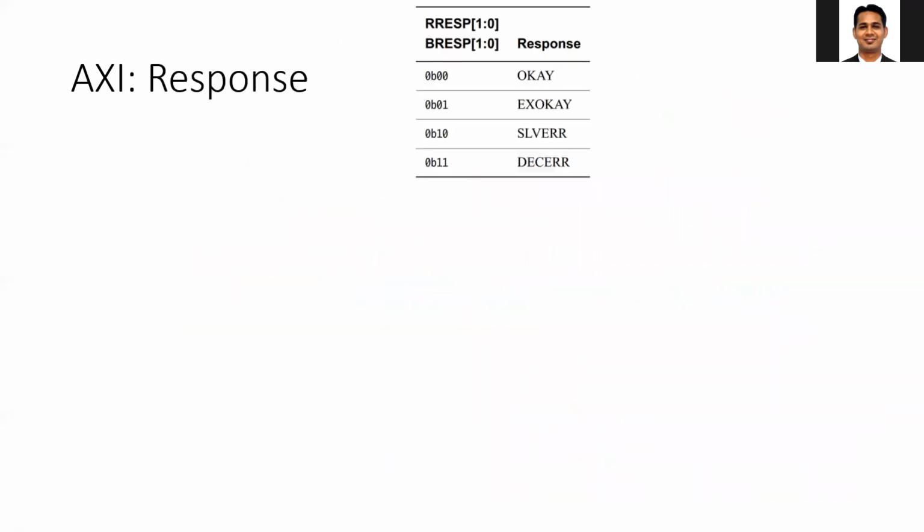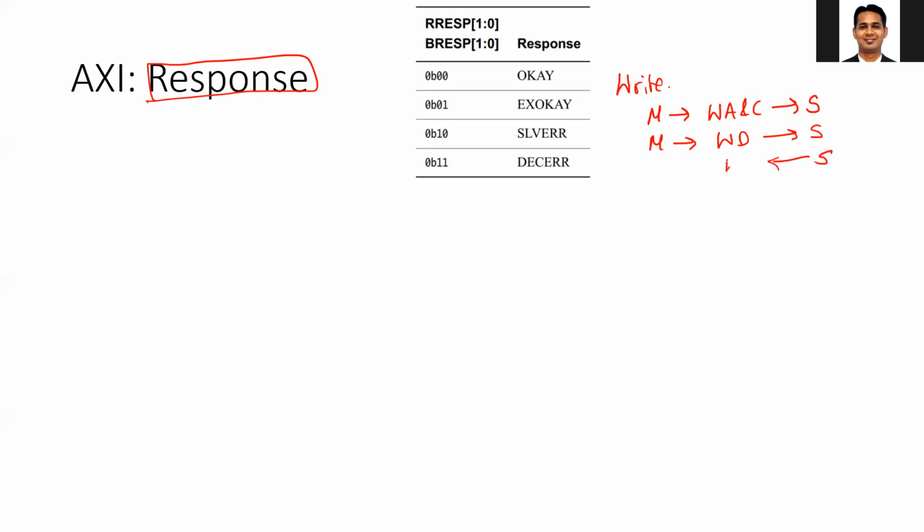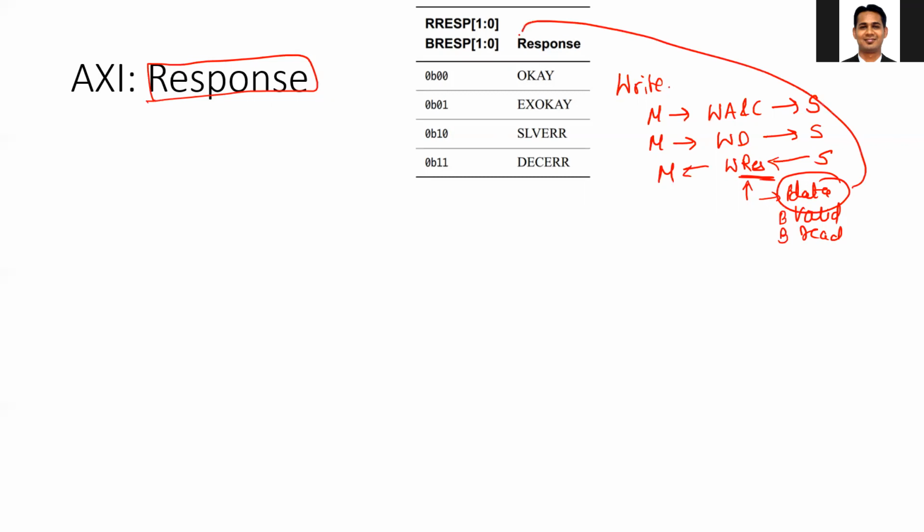Now the last signal we are going to discuss is the response signal. If you remember our discussion of the write transaction, the master sends the address and control information to the slave. Then the master sends the write data to the slave, and then the slave sends the write response to the master. In this response channel you have three signals: data, valid, and ready. We use BDATA, BVALID, and BREADY. The response signal gives a 2-bit value. It can take OKAY, EXOKAY, SLVERR, and DECERR.